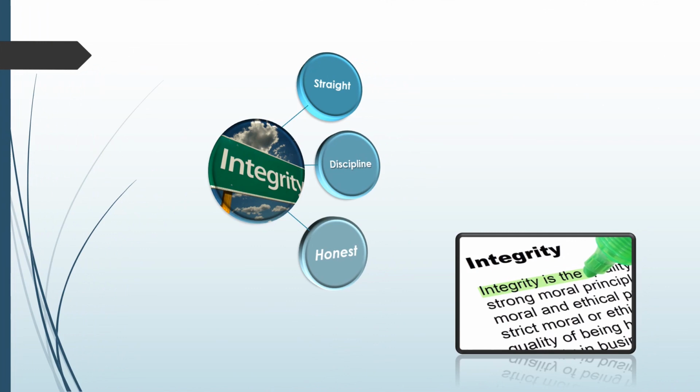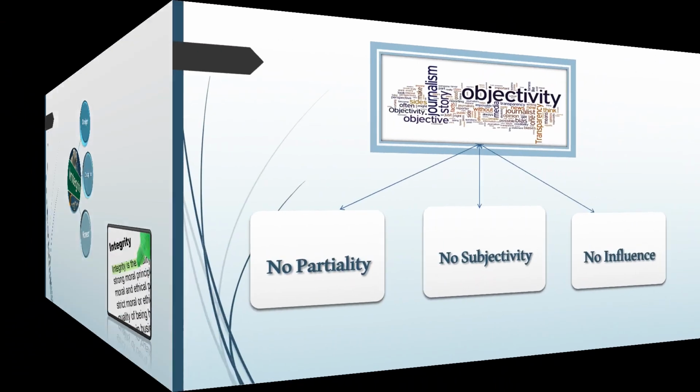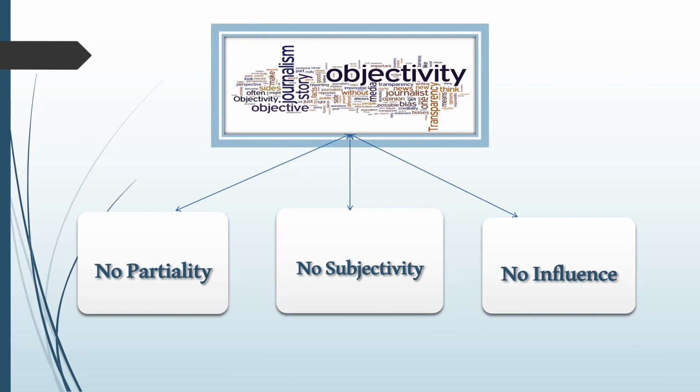Not straight like a jalebi. Sincere, honest, straightforward. These are the qualities that should be in the professional accountant. A person who is one in thought, word and action. Next is objectivity. Objectivity means no partiality, no subjectivity, no getting influenced, no conflict, no overriding the decision.